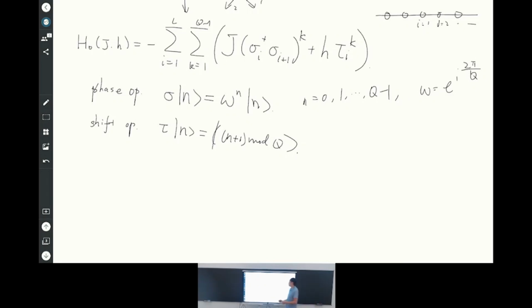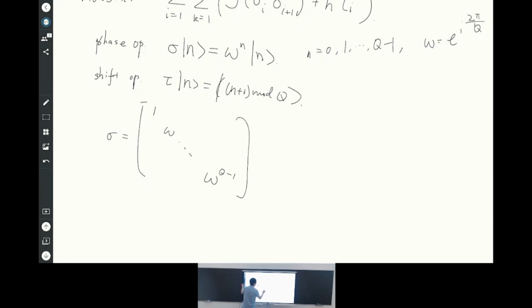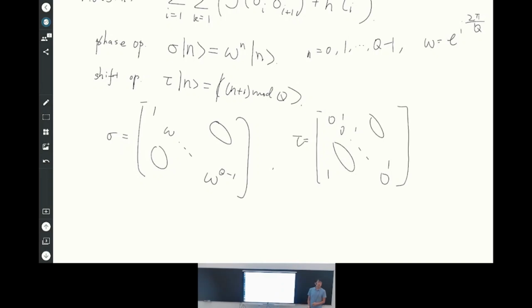If you express it in the matrix form, you will see that the sigma matrix is diagonal, and the diagonal elements are like this. All of the other elements are 0. And for tau, it's non-zero on the sub-diagonal line, and all of the other elements are 0. Okay? And in this case, if you think about q equals 2, you will see that this sigma matrix will reduce to the sigma z of the Pauli matrix. And also this tau will reduce to the sigma x in Pauli matrix.